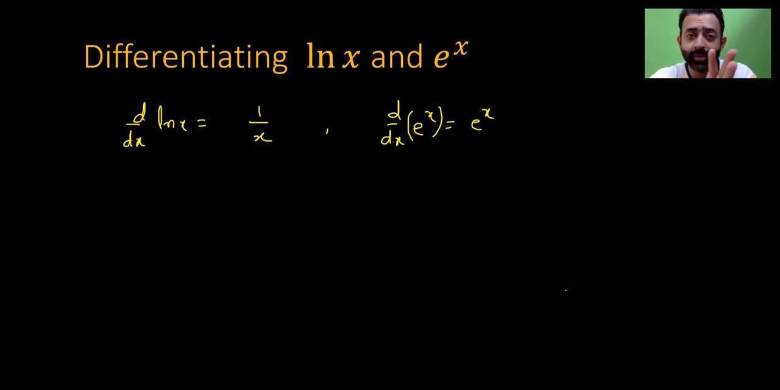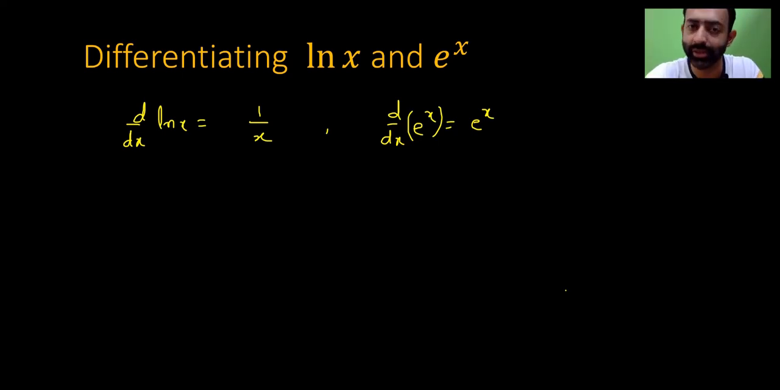So the next topic is differentiating ln x and e raised to power x. As you can see, the two formulas: the derivative of ln x, which is just a natural log whose base is e, right? So log x with base e is written as natural log. So the derivative of ln x is 1 upon x, and the derivative of e raised to power x is e raised to power x.